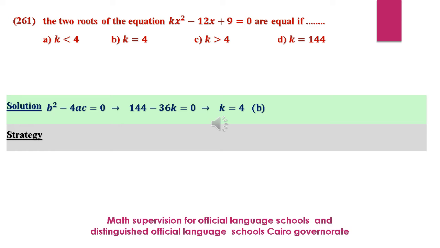If the two roots of the equation kx squared minus 12x plus 9 equals 0 are equal, then of course we know that the two roots are equal, which means b squared minus 4ac equals 0. So 12 squared, which is 144, minus 4 times k times 9, which is 36k, equals 0. So k will be equal to 144 divided by 36, which is 4.